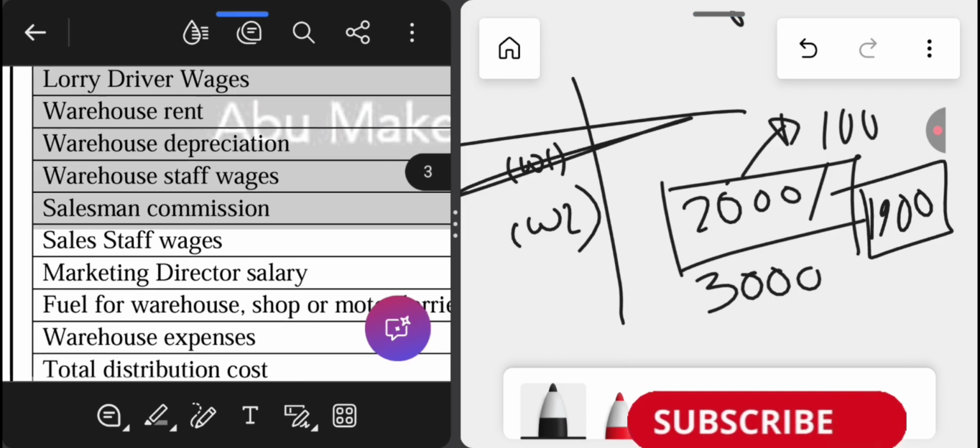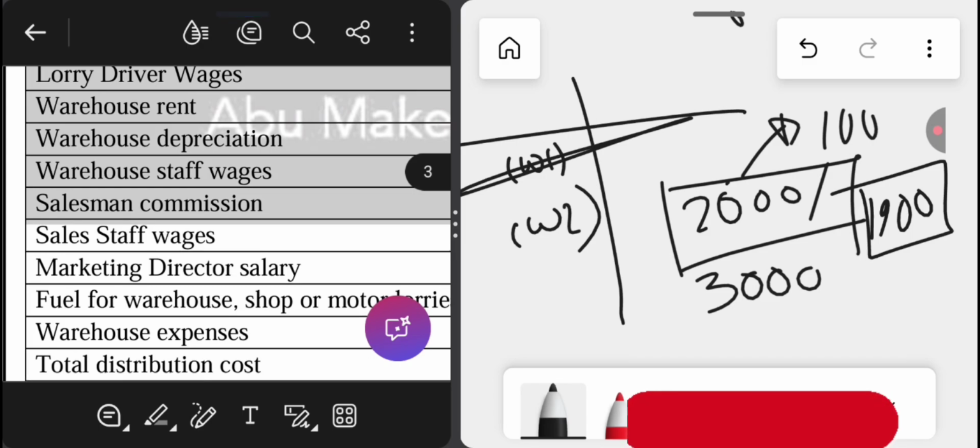Now let us come to the point, salesman commission. Warehouse staff wages, I have missed one point, which is warehouse staff wages. These are the staff who maintain the products you have kept, who keep an eye on the products in your warehouse. They look whether the products are in perfect condition or not, if the products are damaged or not.